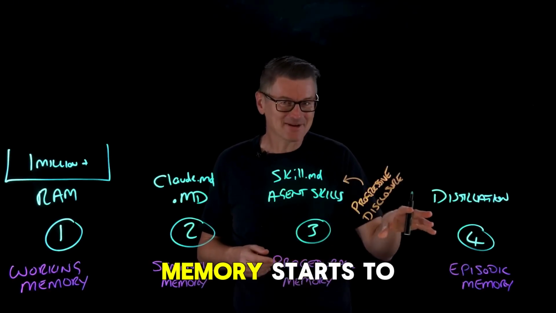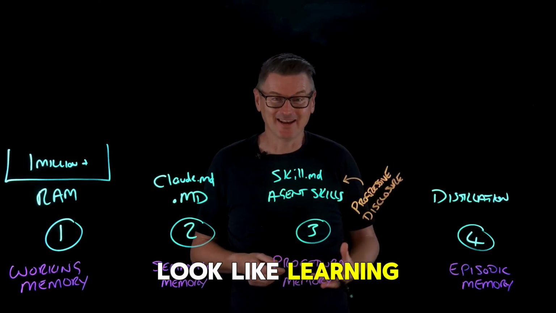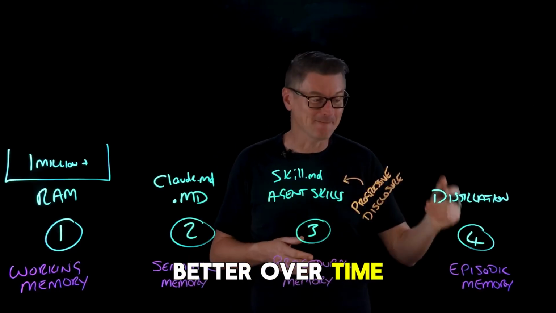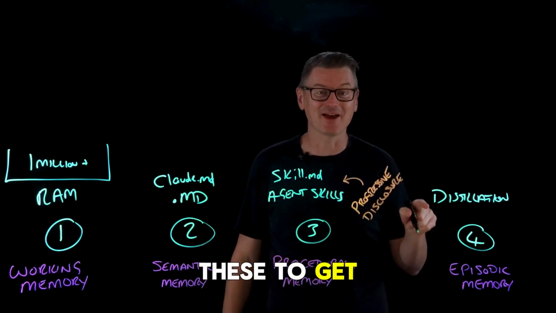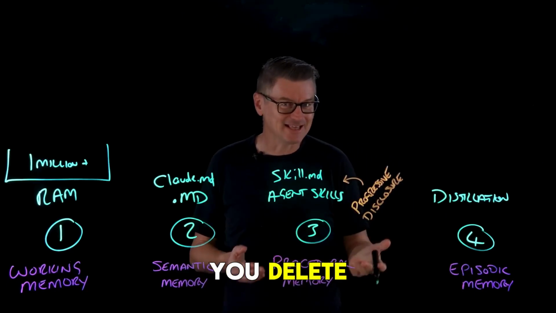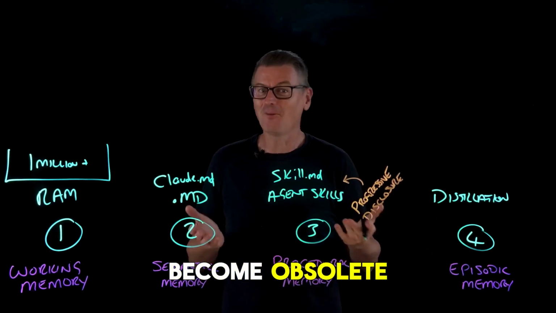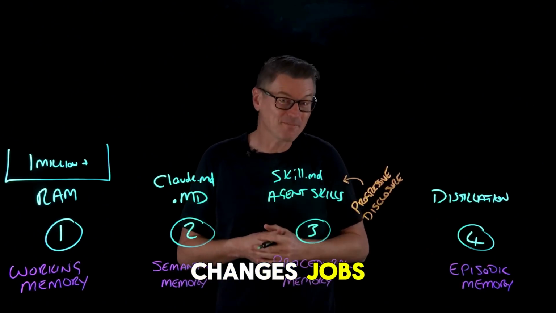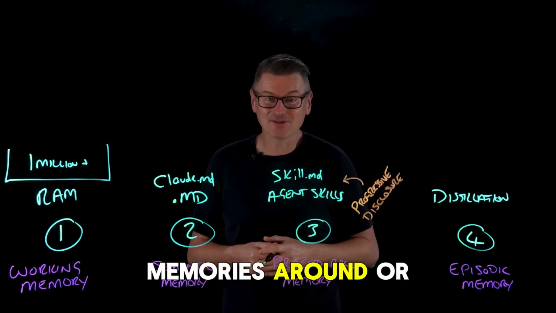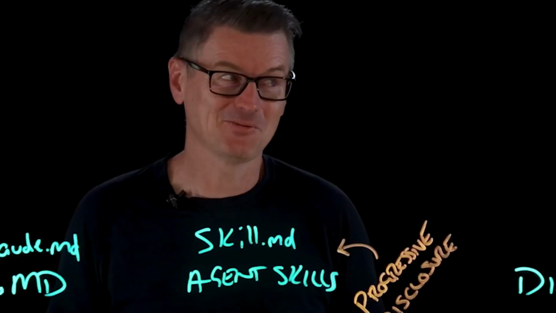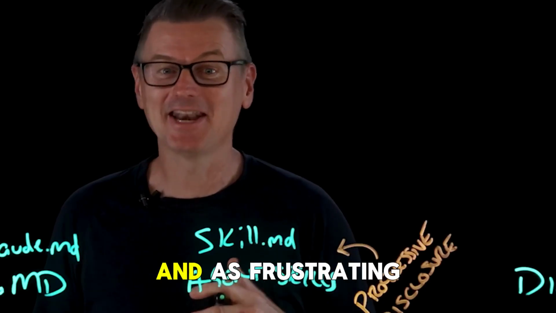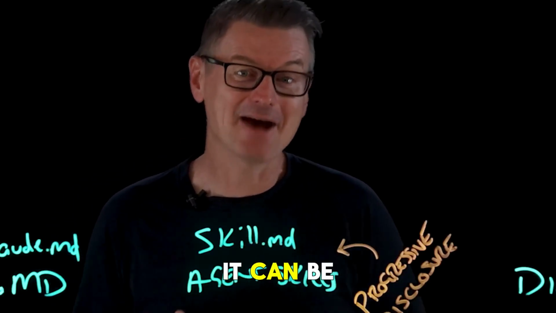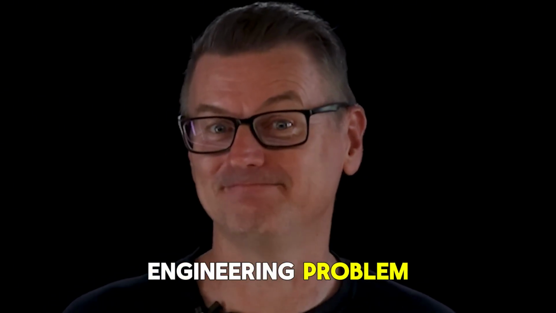And this is where memory starts to kind of genuinely look like learning, because the agent is going to get better over time. But episodic memory is also the hardest type of these to get right, because what do you delete? When does information become obsolete? If a user changes jobs, do you keep the old project memories around? Or should we forget them? Well, humans are actually pretty good at forgetting. I do it all the time. And as frustrating as that can be, it can be quite useful. But for agents, forgetting is an engineering problem.